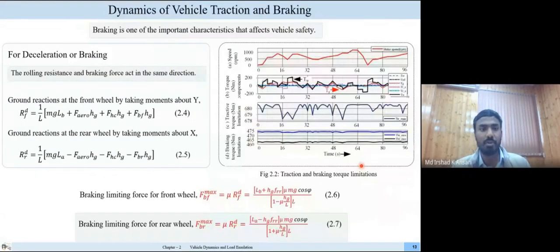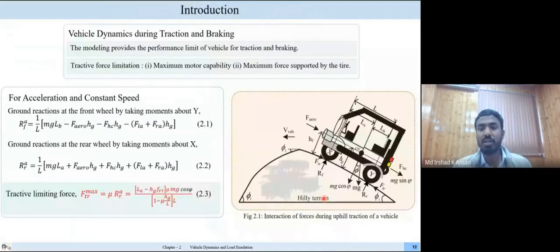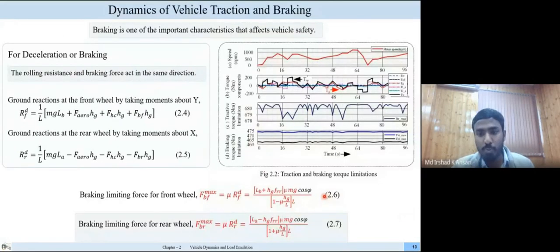during uphill climb. So to find out the limiting braking force during the braking for the front as well as for the rear wheel, equations 2.6 and 2.7 have been used. Upon plotting these equations, like equations 2.3, 2.6 and 2.7, here in figure 2.2, for a developed driving profile around the IIT Mandi campus, we found that to execute this driving profile, the traction and braking torque is lesser than 200 Newton meter at wheel, but the limitation is much higher.